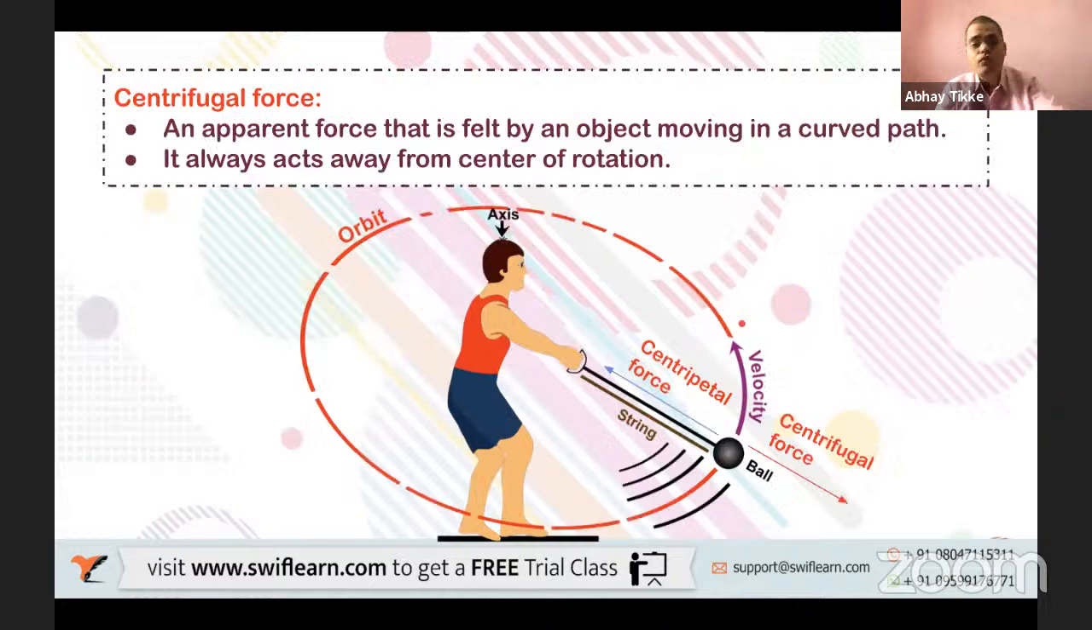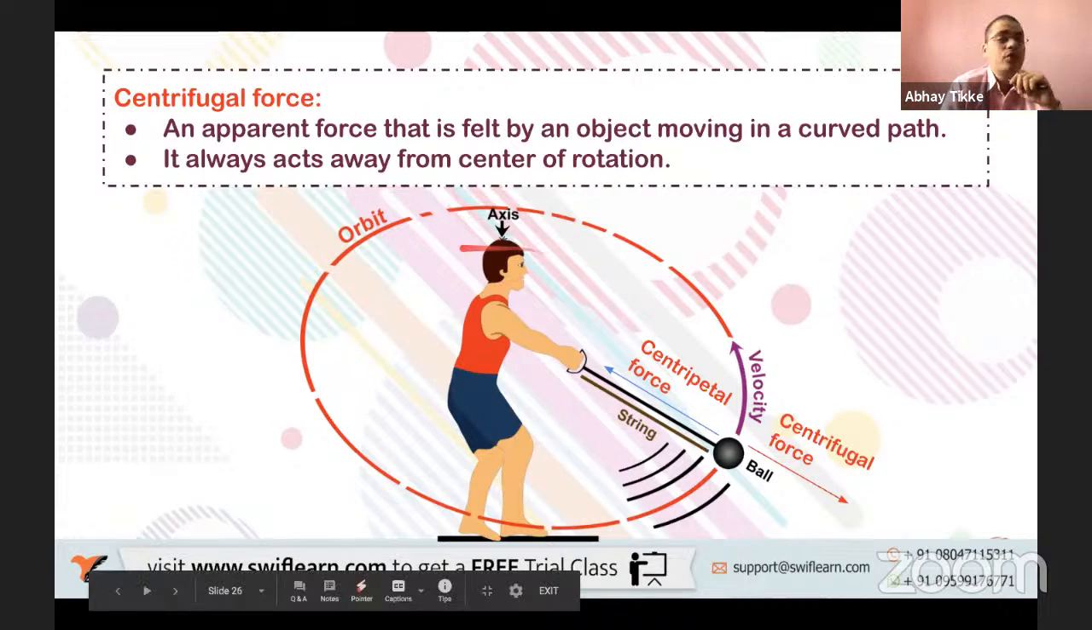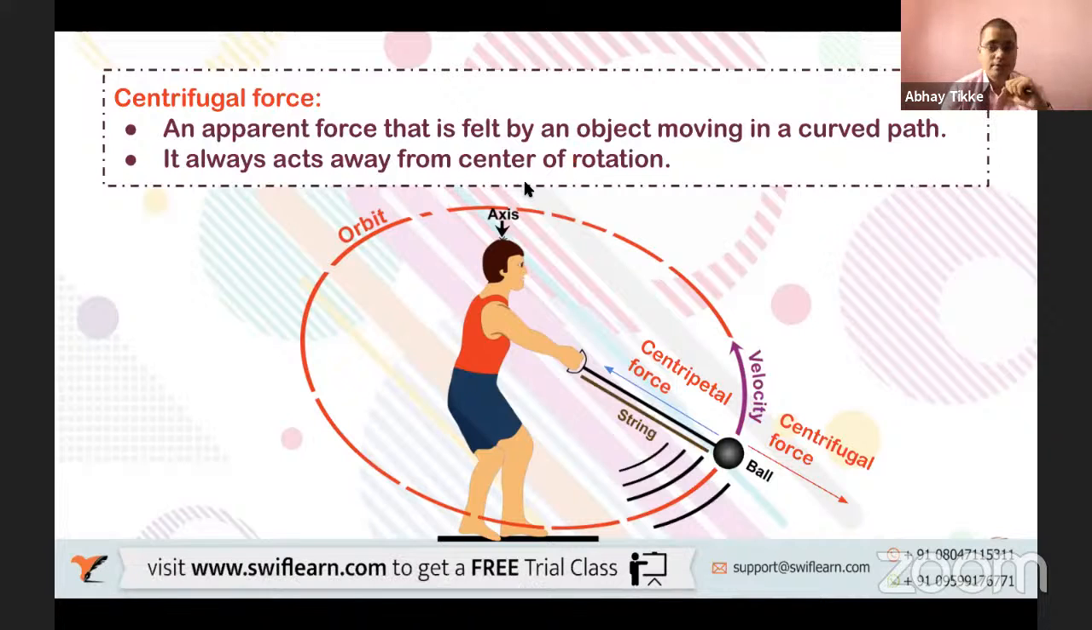So centrifugal force, अब इसको balance करने के लिए और एक force होना चाहिए, isn't it? Because Newton's third law, what does Newton's third law say? Every action has equal and opposite reaction. So you are creating an action, now you have to face the reaction, isn't it? Action reaction pair. So there is a reactive force as well, and that reactive force is centrifugal force, right? An apparent force that is felt by an object moving in a curved path, and it always acts away from the center of rotation.